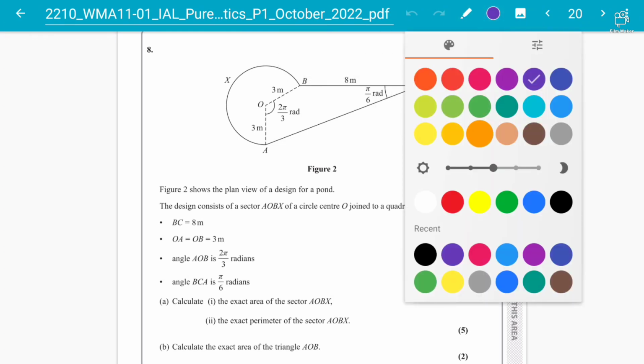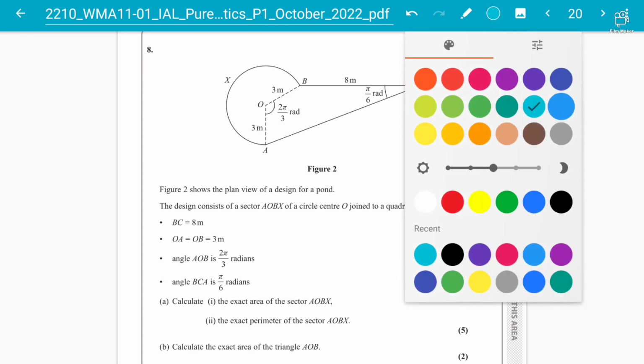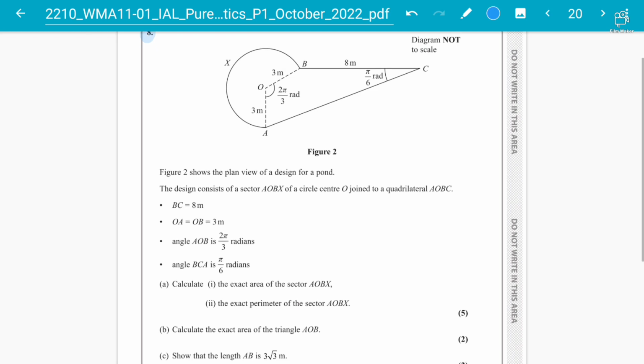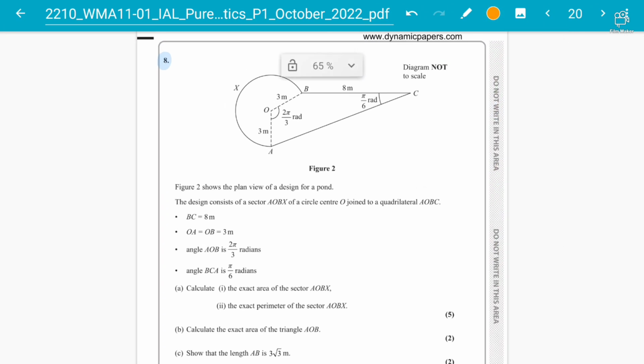It's a huge question, but it's a very simple and not difficult question, students. That is question number 8 of the recent paper, October 2022. So let's get started with that question as well. Make sure it's not difficult, but it's a lot of concepts that are required. So we have been given a diagram. There is figure 2 that shows the plan view of a design for a pond.